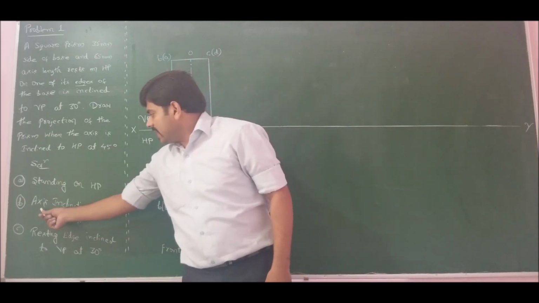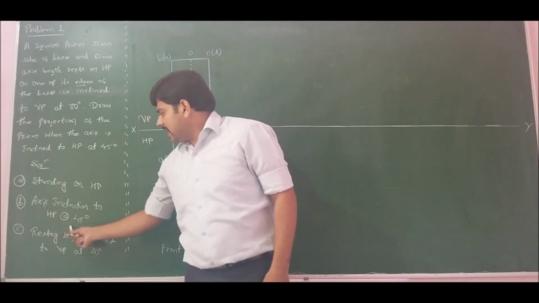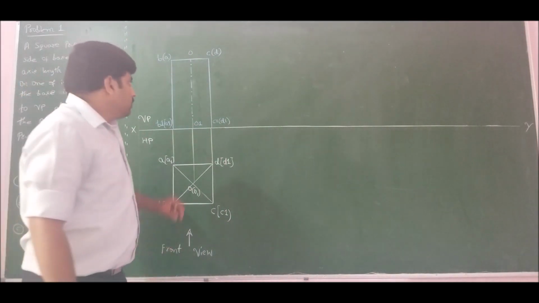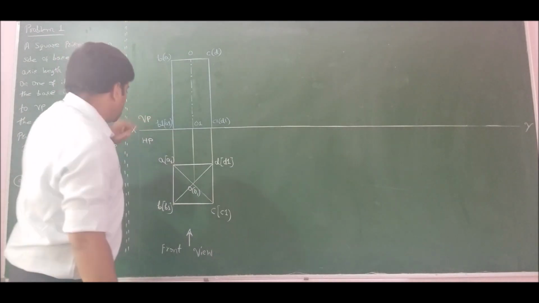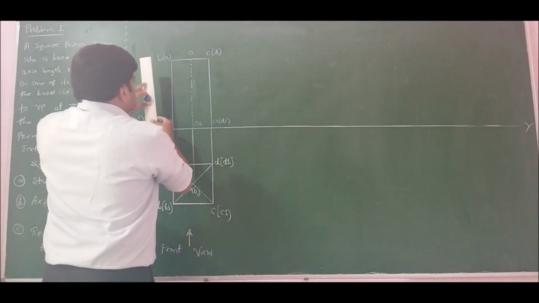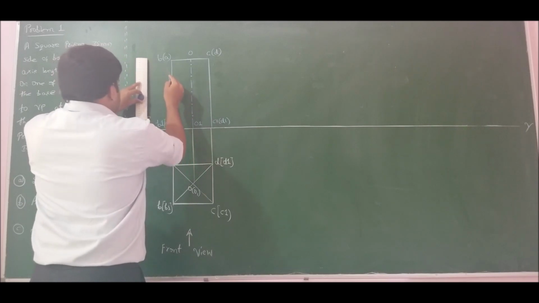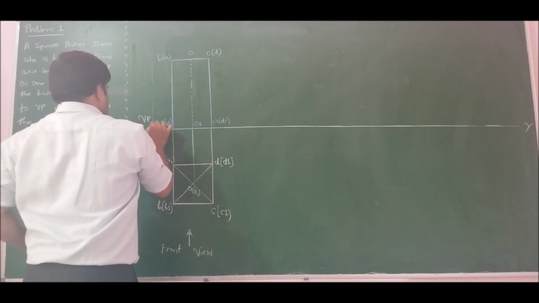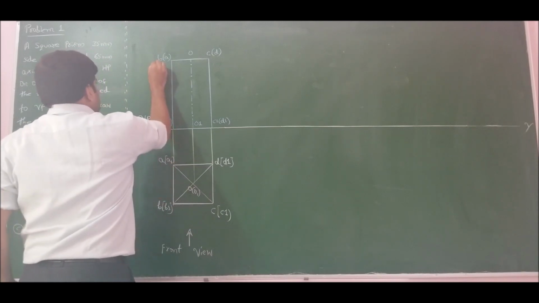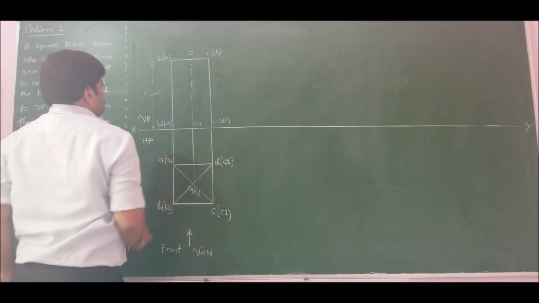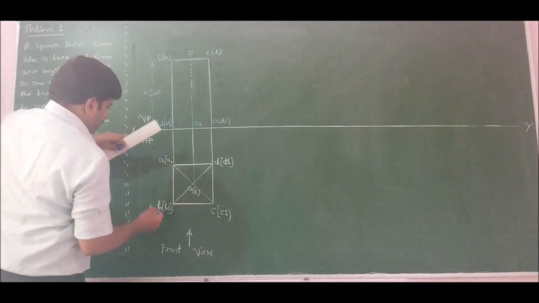In the second position I should make the axis inclined to HP at 45 degree. So mark the axis and incline the axis to an angle of 45 degree to HP. This is because in the first position it is standing on HP. The height of the axis is 65, and the side is measuring 35.